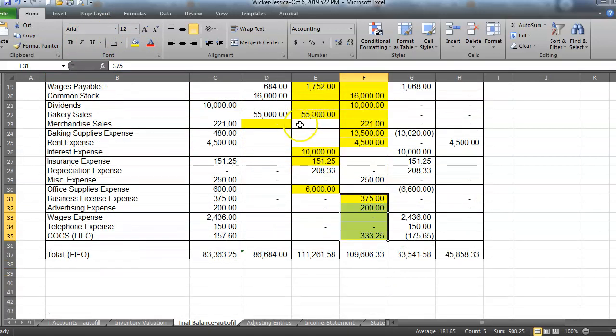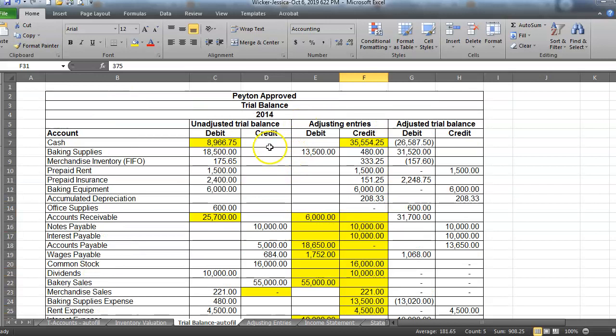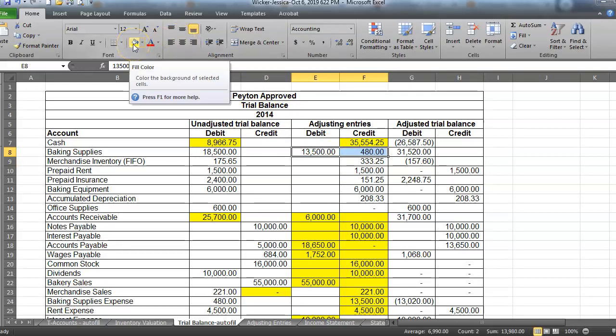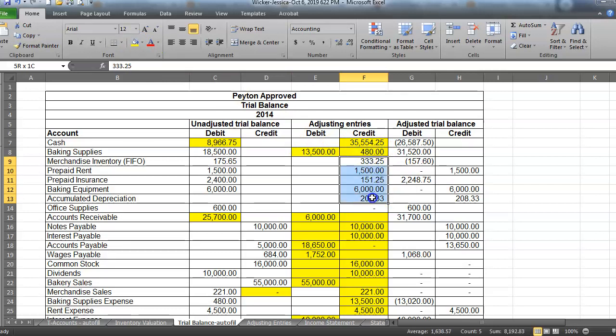Once you remove them, it'll look a little bit cleaner, I think, and less messy. Here you need to remember, if you're adjusting your office supplies and your baking supplies, it should be a credit. And these numbers here look incorrect, and I believe they're wrong. So remove those and put the correct amount. These items here should not have any adjustments at all, so they need to be completely removed from this column.